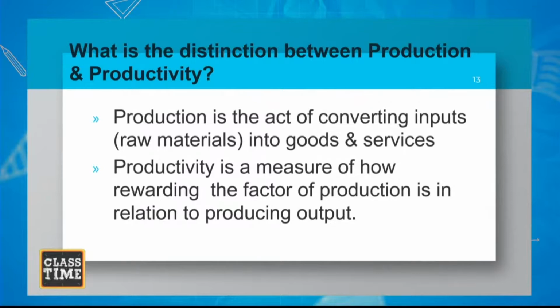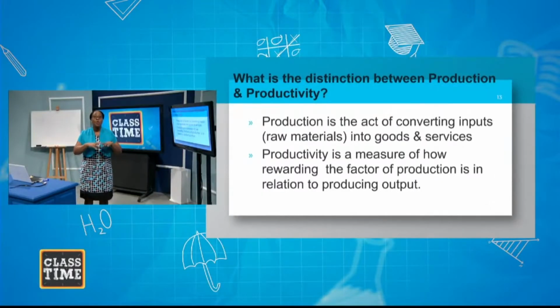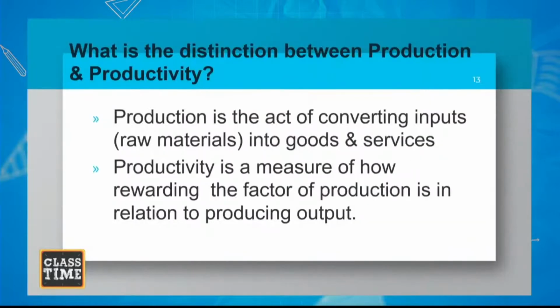Production, as we referred to before, is the act now of converting the inputs, the raw material, the factors of production into goods and services, while productivity now is measuring how rewarding the factors of production are in relation to producing a given level of output. So one is the mere act, the simple act of manufacturing or making the good, while productivity is looking at the level of output that is produced given the inputs that are being used in the production process.